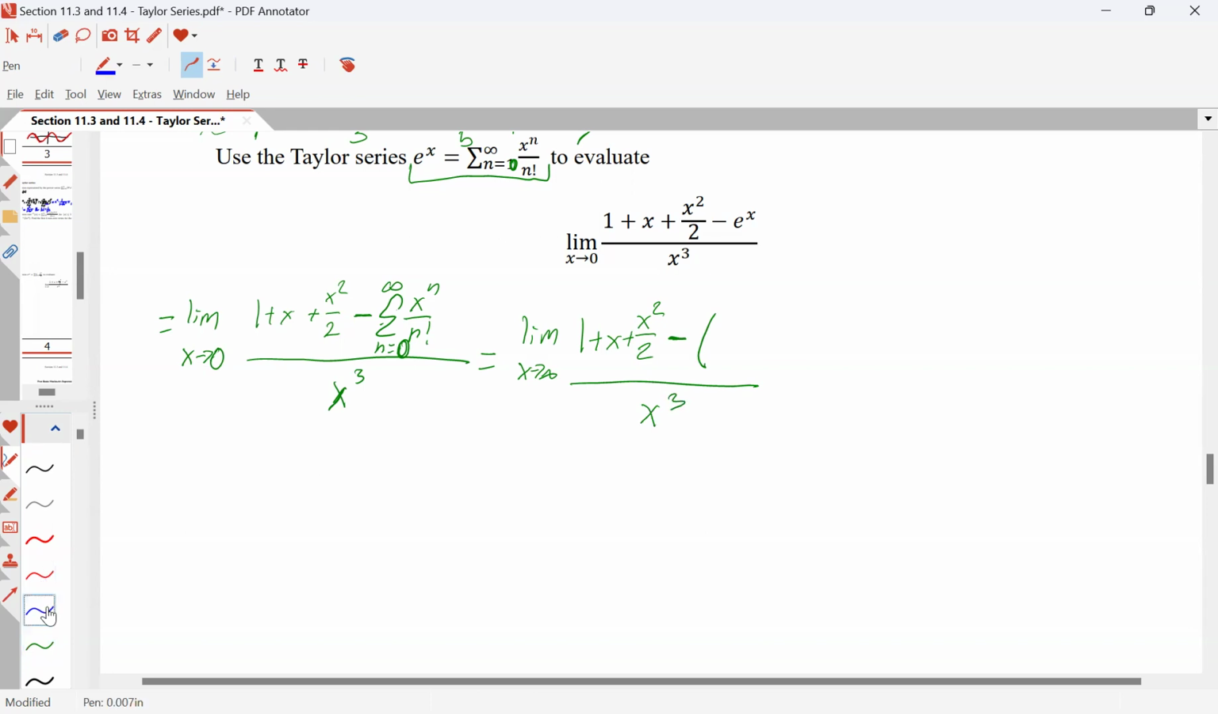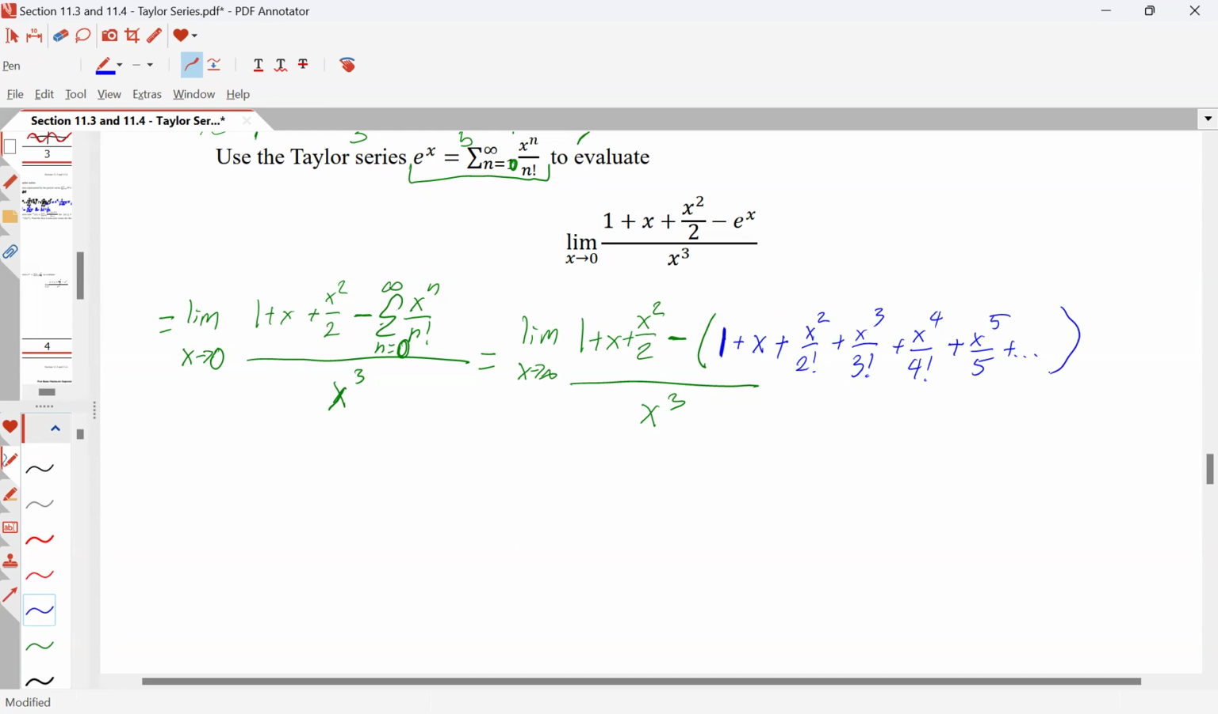A few terms of this series: when n equals 0, we have x to the 0 over 0 factorial, that is 1. When n equals 1, we'd have x to the first over 1 factorial, that is just x. When n equals 2, we have x squared over 2 factorial. N equals 3 is x cubed over 3 factorial, plus x to the 4th over 4 factorial, and so on. This pattern keeps continuing.